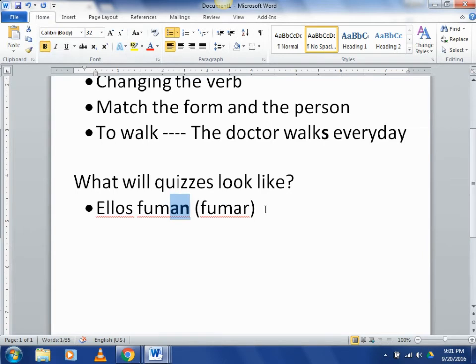There are other options out there. There are 5 total different forms. However, this is the only form that goes with ellos. If it had been yo, I, the correct answer would not be fuman. It would be fumo. If it had been we, nosotros, then neither fuman or fumo would be correct. The form would be fumamos. And there are a few others. So you can see this is a lot more changes happening than in English, where we simply had to decide between walk and walks.